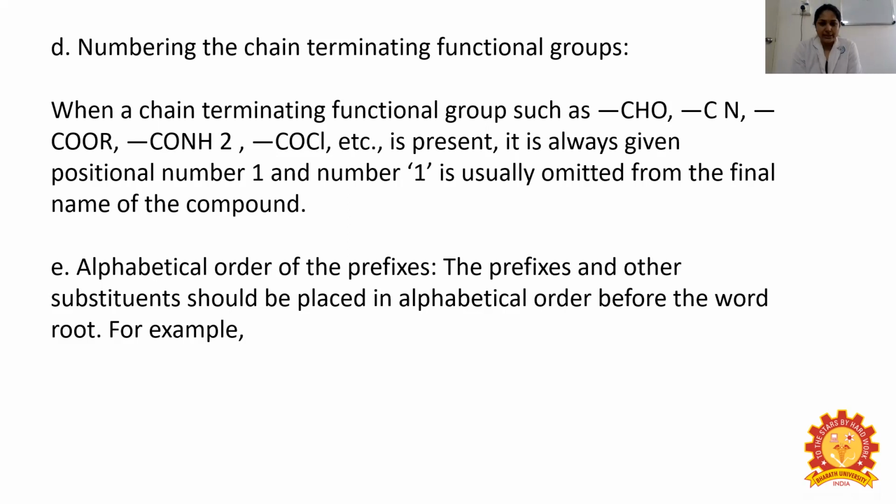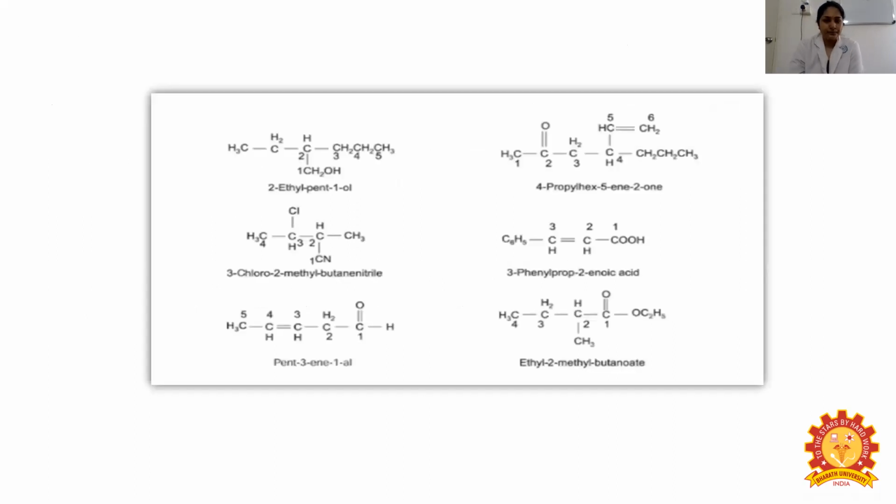Alphabetical order of the prefixes. The prefixes and the other substituents should be placed in alphabetical order before the word root. For example, this is the example. Numbering 1, 2, 3, 4, 5, this is considered the parent chain. So 2-ethyl, yes. 2-ethyl pent, okay, pent. 1-ol, first position ol.